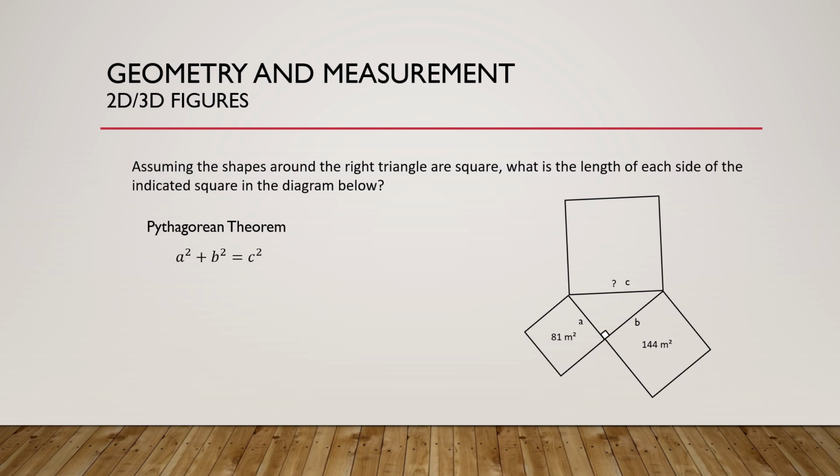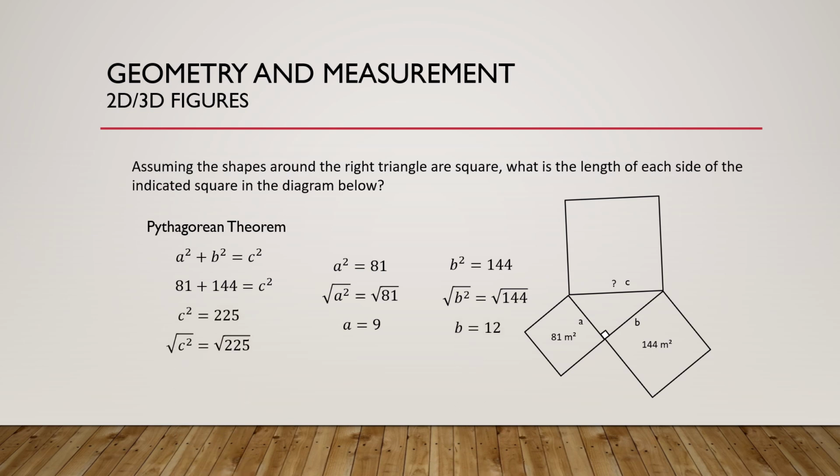So we have 81 plus 144 equals c squared. This would make a squared equal to 81. When we square root both sides, we get a equal to 9. B squared equals 144. Again, we square root both sides to get b equal to 12. C squared then equals 225. When we take the square root of both sides, we get the final answer, c equals 15.